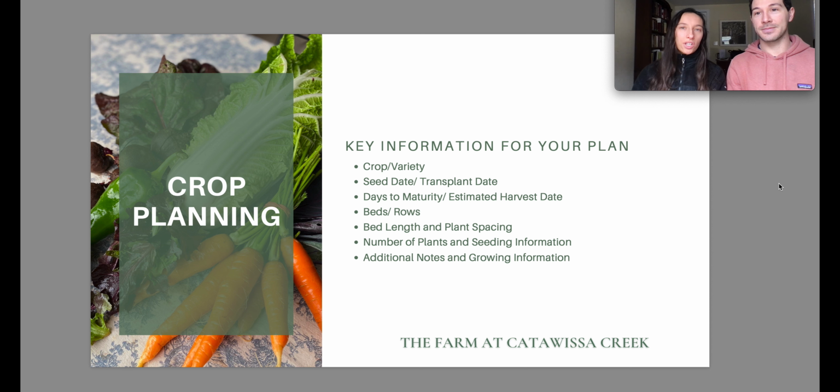So key information that we're going to be putting into our crop plan would be what kind of crop and what variety it is, the seed date and when you're going to transplant it out, the days to maturity and estimated days to harvest, how many beds, how many rows, and where those beds and rows are within your fields. And then we'll also need to consider what the lengths of those beds are and how many plants are going into them, what the spacing is.